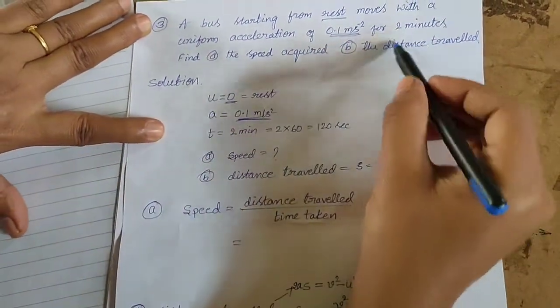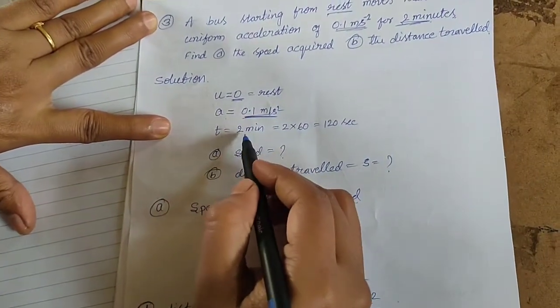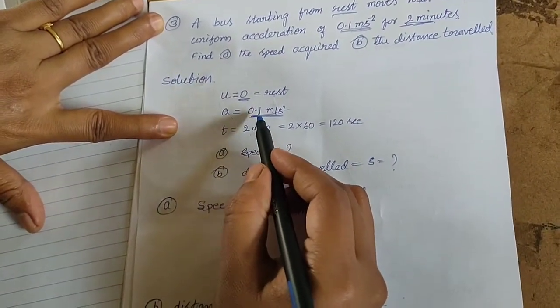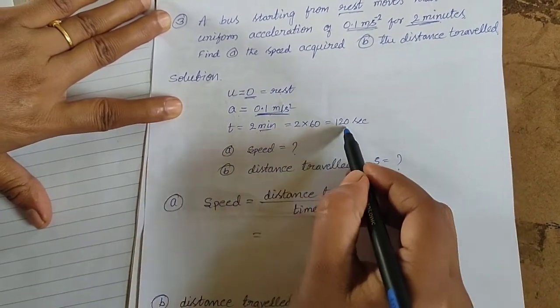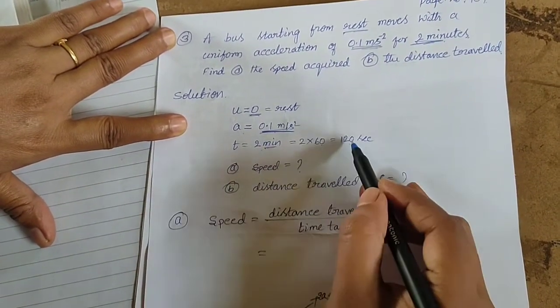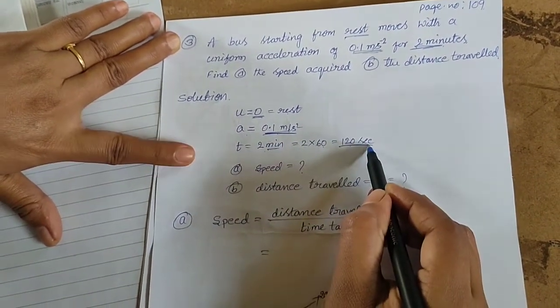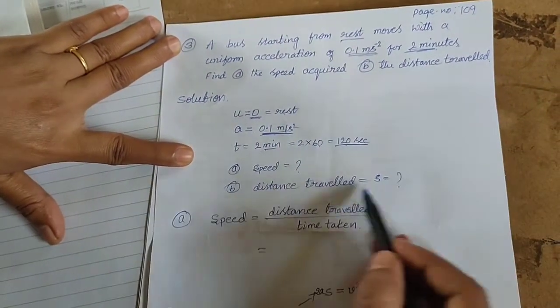So here the time is given. The time is in minutes, 2 minutes. It takes 2 minutes to acquire this uniform acceleration. So this minute can be converted into seconds. So 1 minute means 60 seconds. 60 into 2 is 120 seconds. The first one is speed can be found out and the second one is distance travelled.